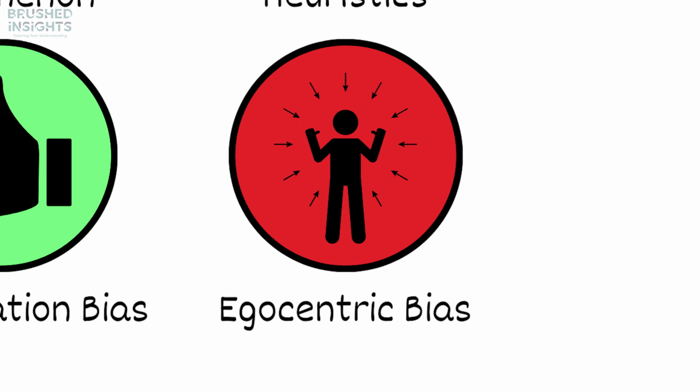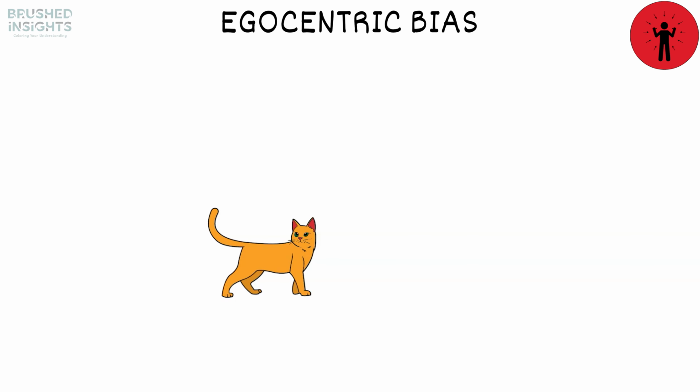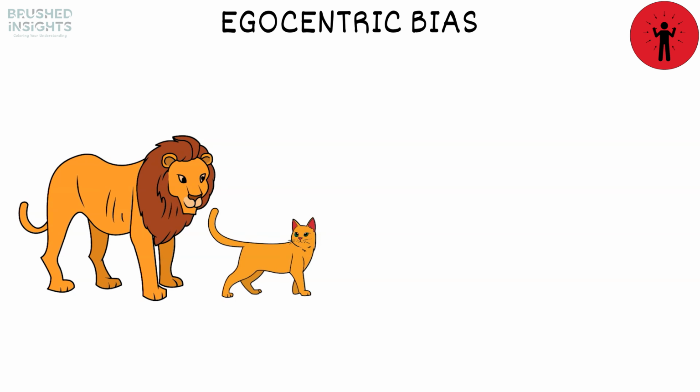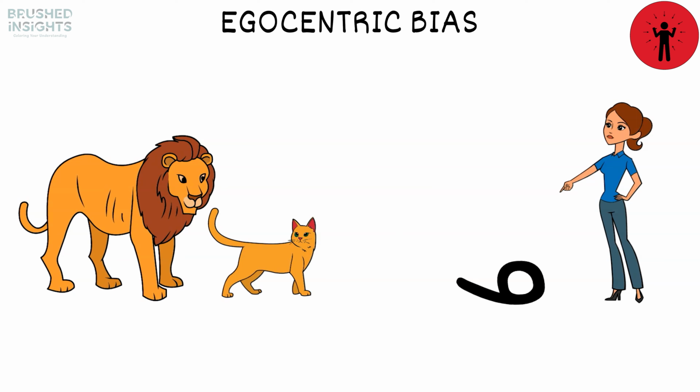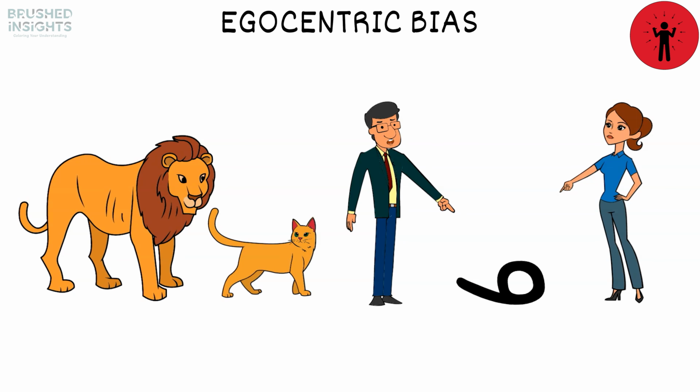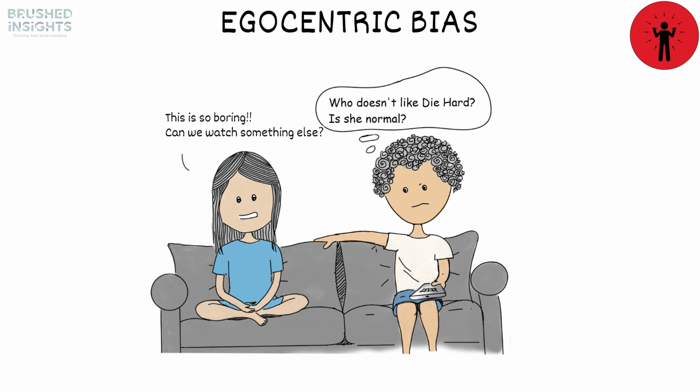Egocentric bias. Egocentric bias involves placing excessive trust in one's own viewpoint or having a more favorable opinion of oneself than is warranted by reality. Examples of this include the false consensus effect, where individuals overestimate the extent to which others share their views, and the false uniqueness bias, where people perceive their own projects and personal attributes as more distinctive than they truly are.